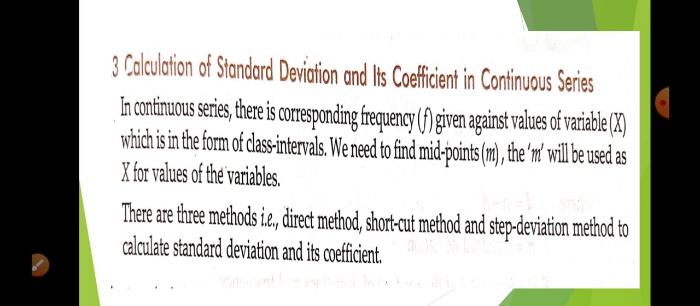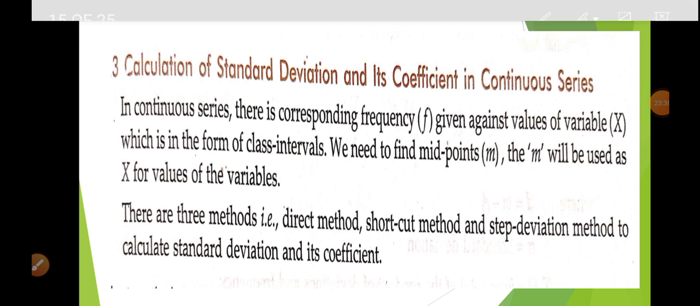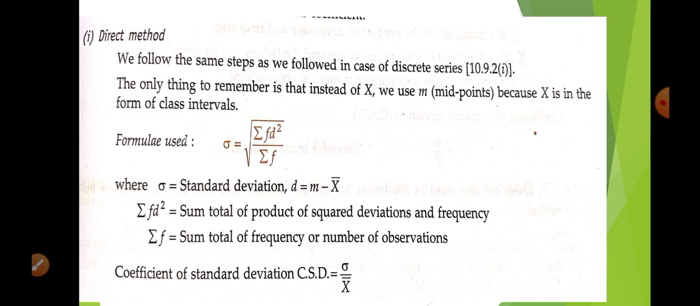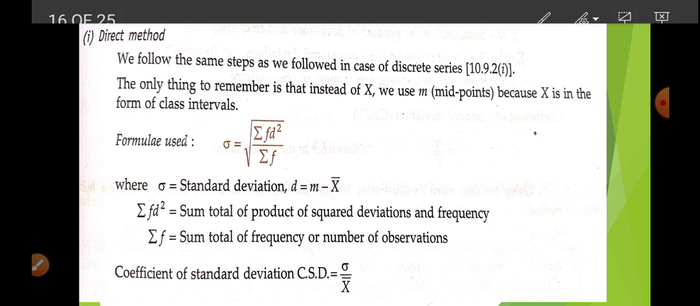Okay, so in this way the discrete series has been calculated. Now we are going to do the calculation of standard deviation in continuous series. Okay, what is continuous series? In this, the value of x is given in class intervals. It is also calculated by the direct, shortcut, and step deviation methods. So first of all, the direct method.